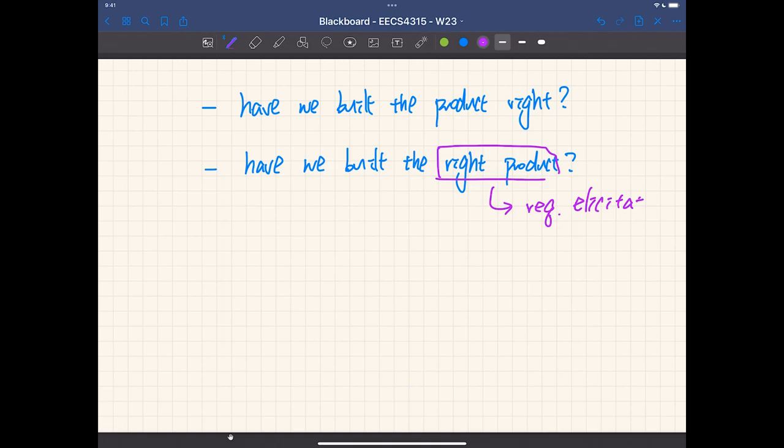Let's talk about this one first. This one is to say, somehow it doesn't matter how efficient or how correct your product might be. If you're building the wrong product, it's useless. For example, you say, I have implemented the best sorting algorithm ever, but that's not what your customer is asking. They're only asking for some searching problem. Right? You're not really satisfying what's being asked for. You need to make sure you built what the customers want.